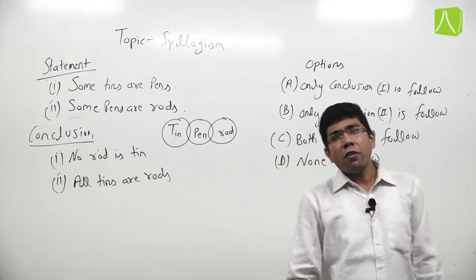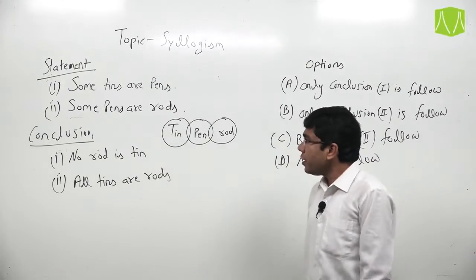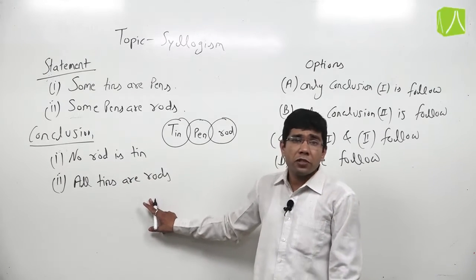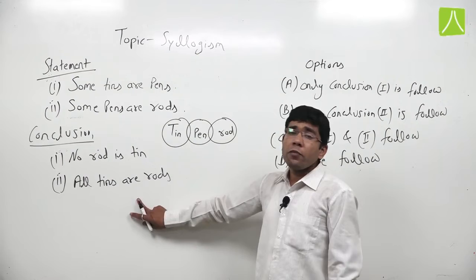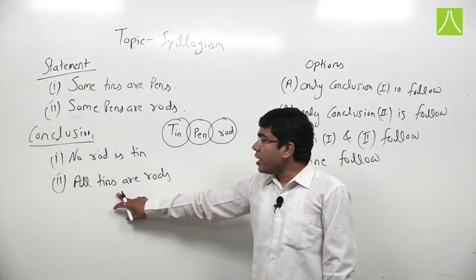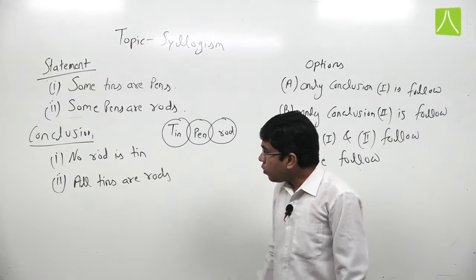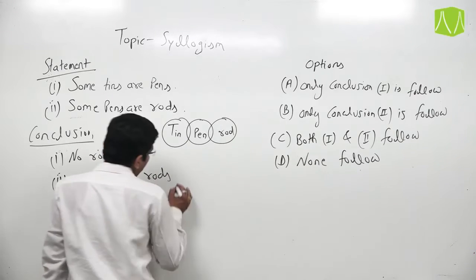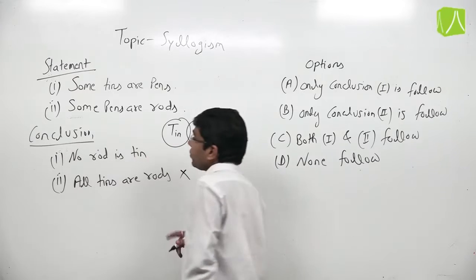But according to the conclusions, the first conclusion is negative and the second conclusion is positive. So our note: all positive conclusions are checked by only the basic diagram. So the second conclusion should be checked by this diagram. All tens are roads: tin and road are not connected. So the second conclusion is wrong.